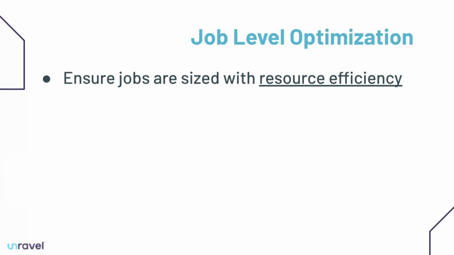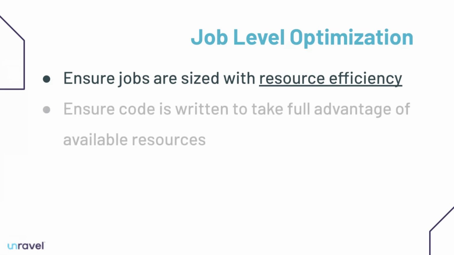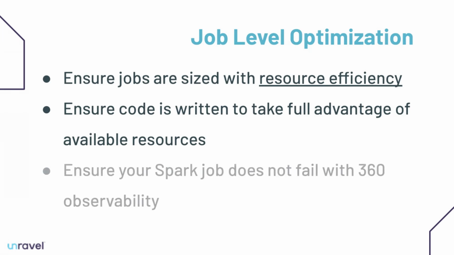And this is where we're going to ensure that the jobs you're running are sized properly. So basically, resource efficiency is what we talk about. It's top of mind there. Ensuring that your code is written to take full advantage of those available resources. So if you have skewing taking place, or you're spending too much time on a driver versus your executors, pointing that out, bringing that to the forefront so that you understand that without having to dig through logs and various metrics.